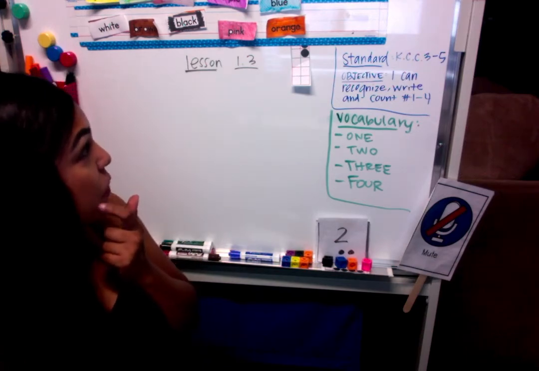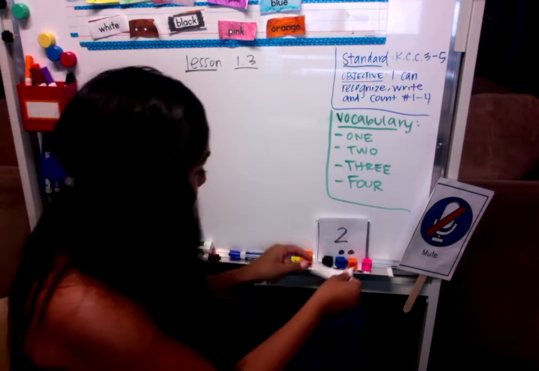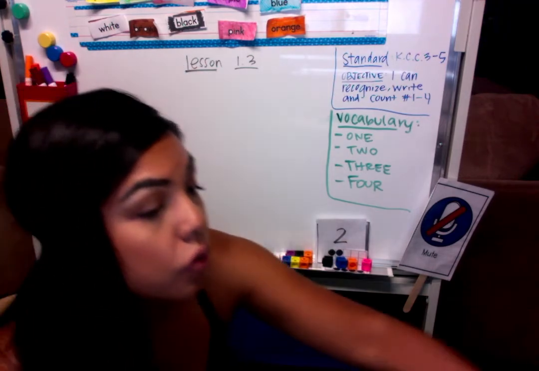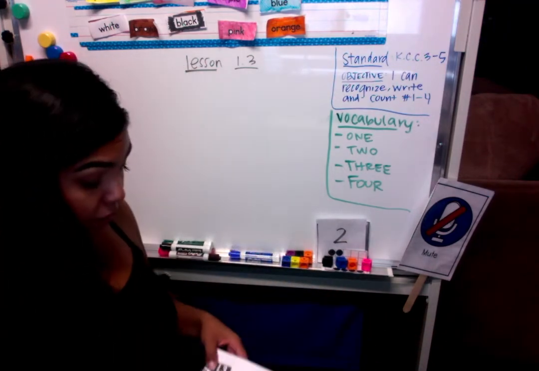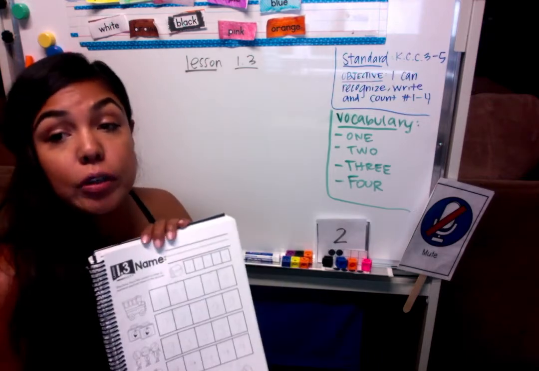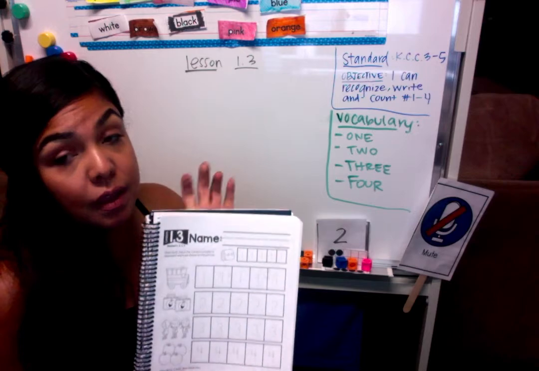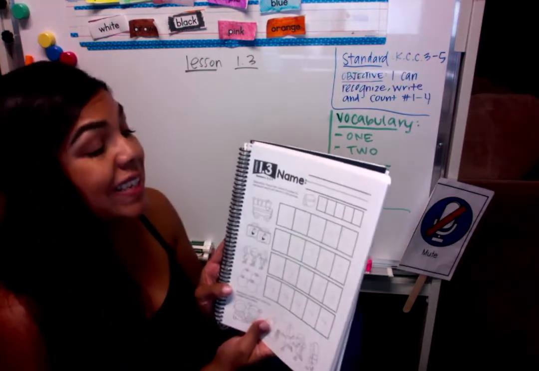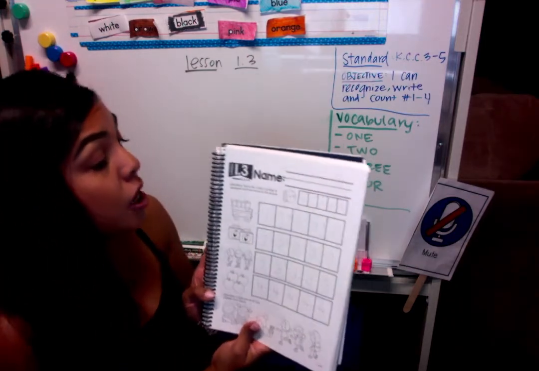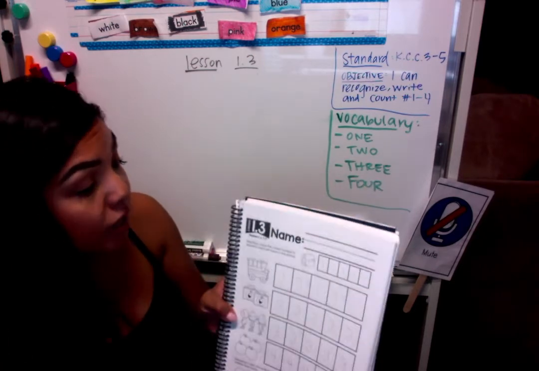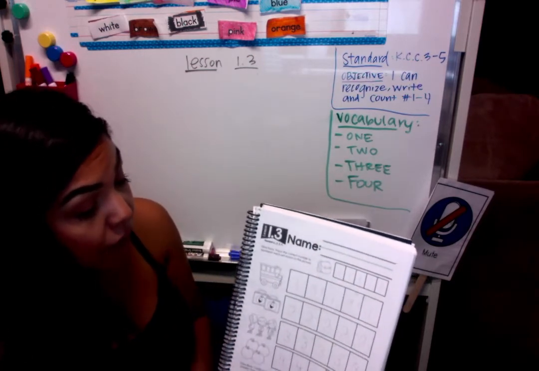So now what we're going to move on to do is, let me take off our 10 frame. Save it on the side. We're going to move on to our next activity. Our next activity is our journal. Page 1.3. Here our directions tell us to trace the correct number to represent each set shown in the picture. So we're going to count all the way to 4.